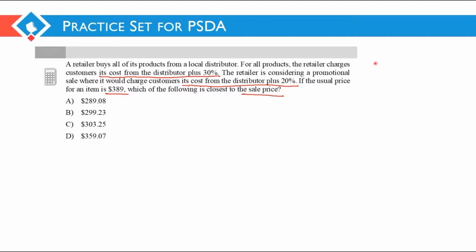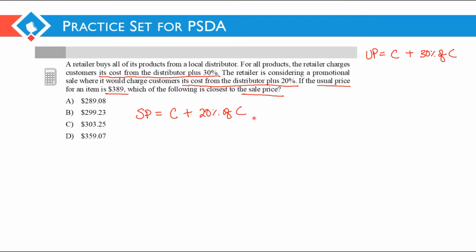Okay, so let's unpack this a little bit. Normally, the actual price, not the sale price, we'll call that the usual price. So the usual price is equal to the cost of the item plus 30% of cost. That's how the usual price is calculated. And during the sale, the sale price is going to be equal to the cost plus 20% of cost.